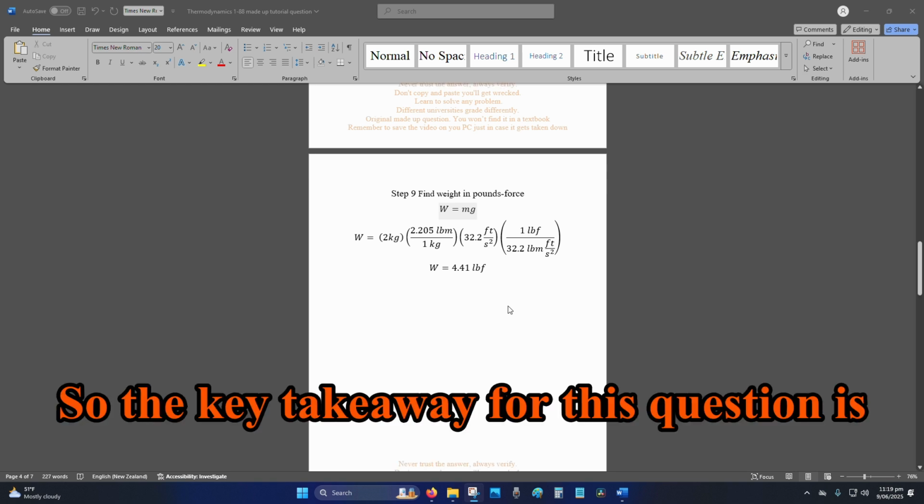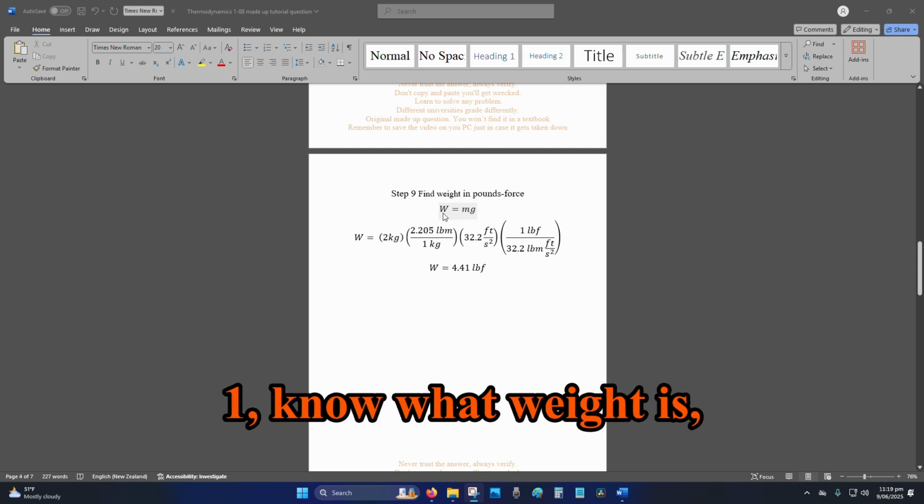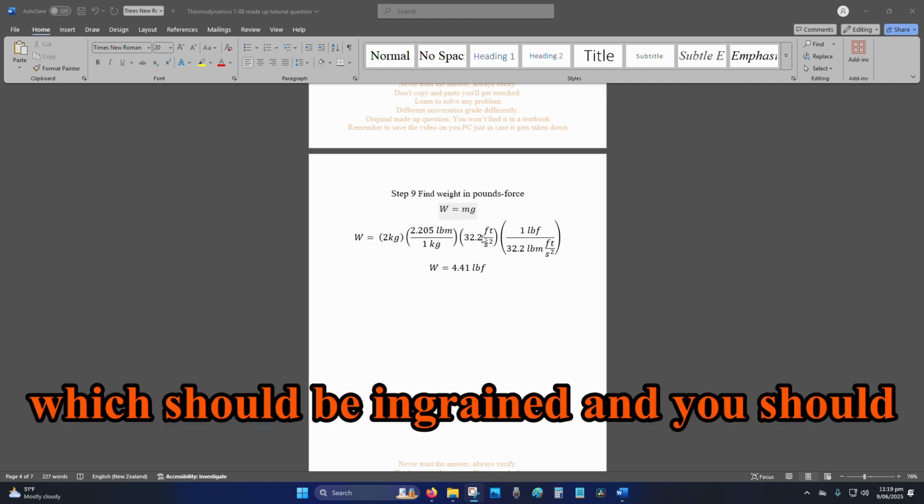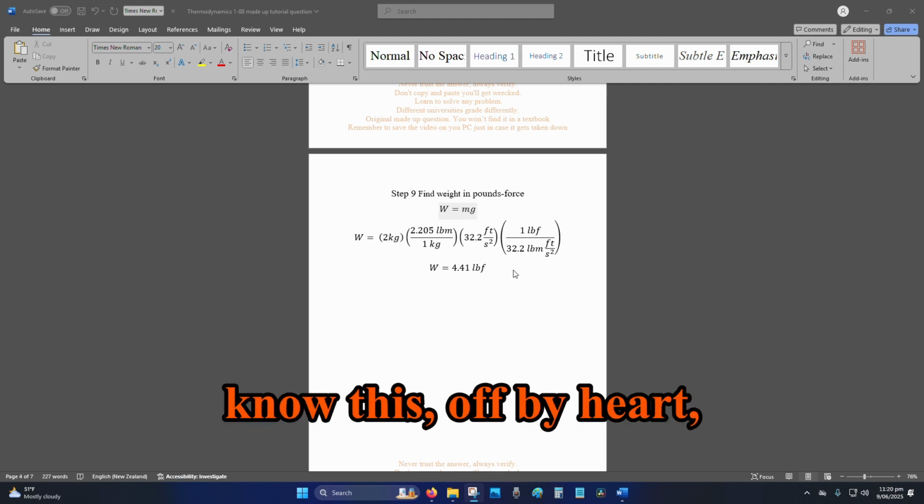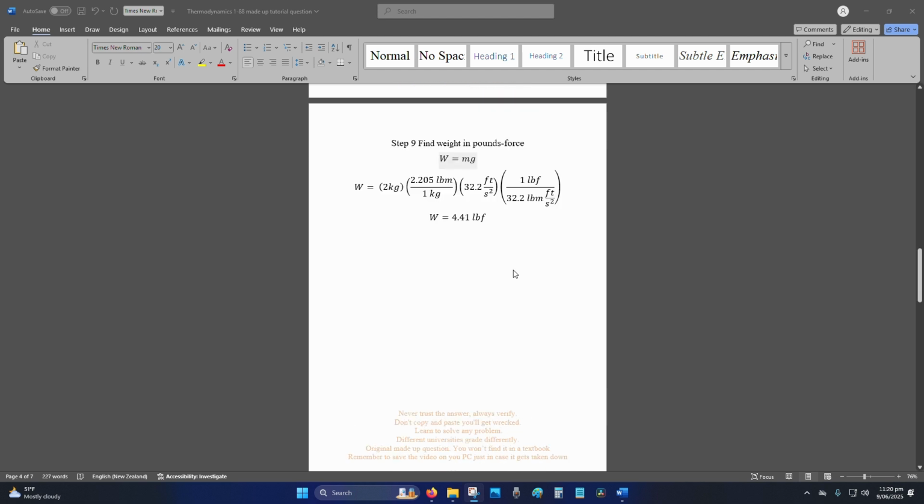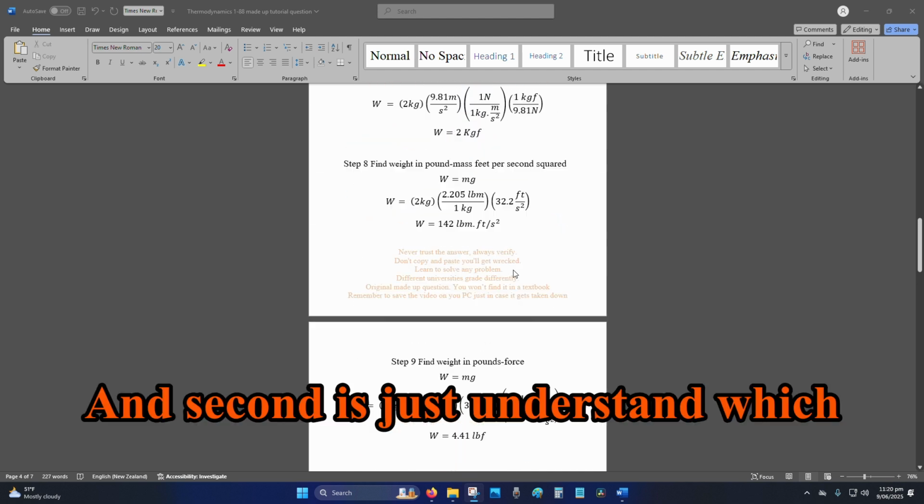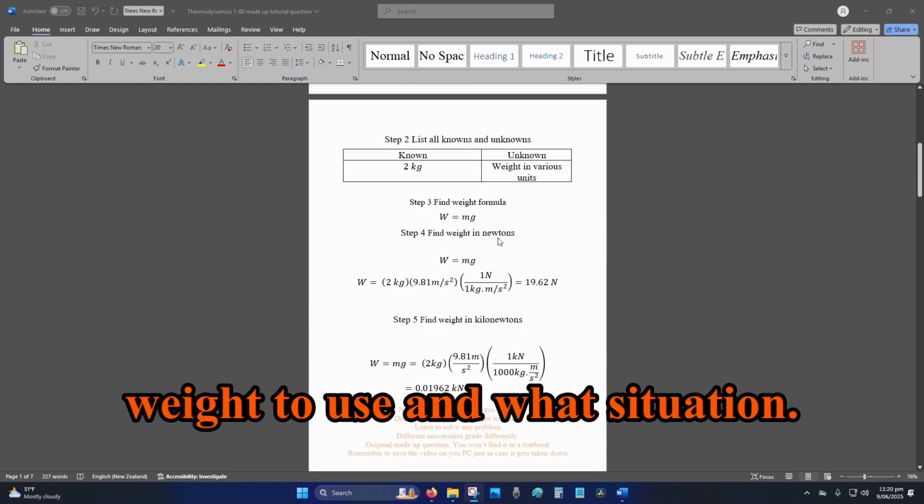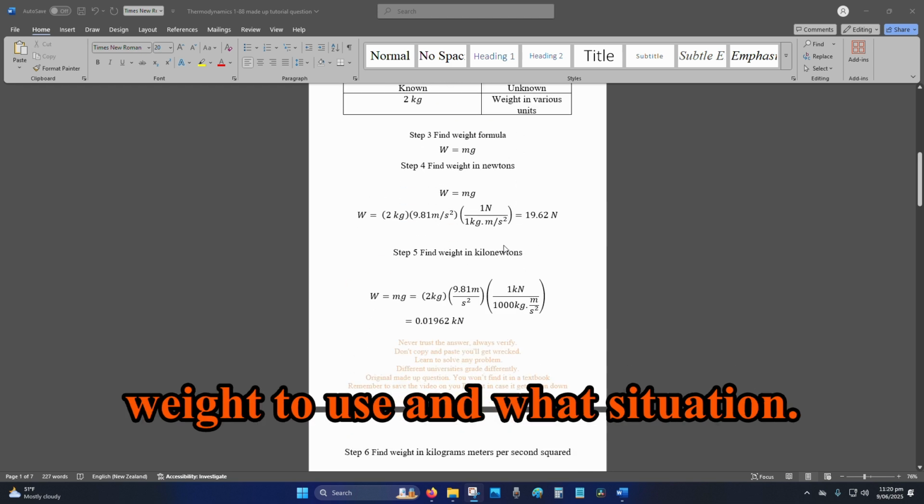Okay, so the key takeaway for this question is, 1, know what weight is, which is mass times gravity, which should be ingrained, and you should know this off by heart, given how many exercises we've done. And second is just understand which weight to use in what situation.